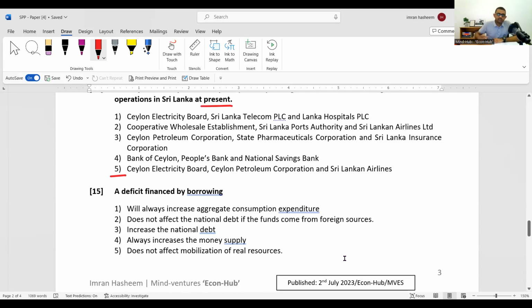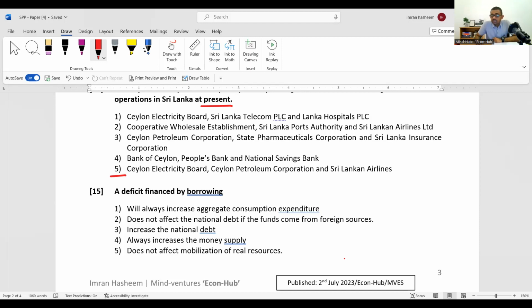A deficit financed by borrowing. Remember, we learned with a flow chart what the financing sources are available for the government to finance a budget deficit, and each of these sources has different implications or consequences for the economy. Number 1: it will always increase aggregate consumption expenditure. Not the case. There's no direct link between the way the government finances a budget deficit and consumption expenditure necessarily increasing. Someone could talk about money supply increasing, but it's not going to happen always.